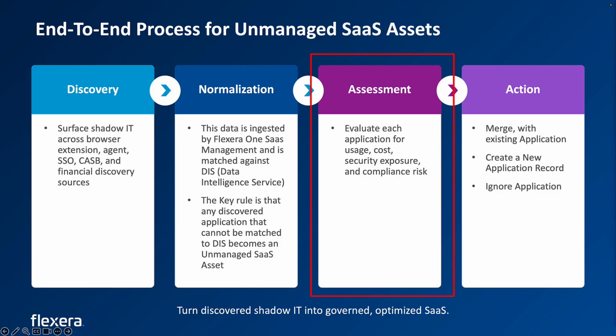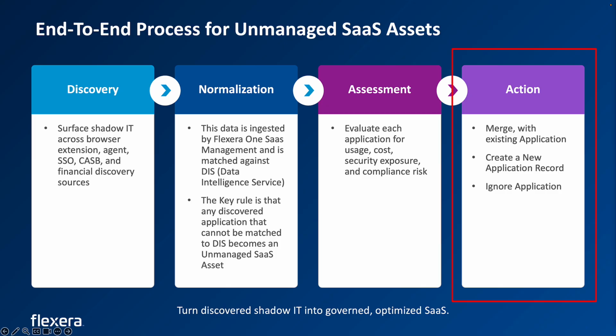In this step, you will evaluate each application for usage, cost, security exposure, and compliance risk. The process usually starts with the following questions. Is this a legitimate business application? Does this application already exist in your SaaS catalog or the Data Intelligence Services catalog? Or is it just noise or low-value activity? This decision point is not automated. The system intentionally requires human validation for this step.